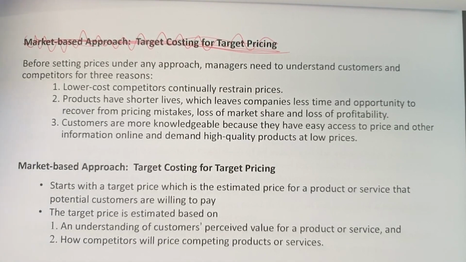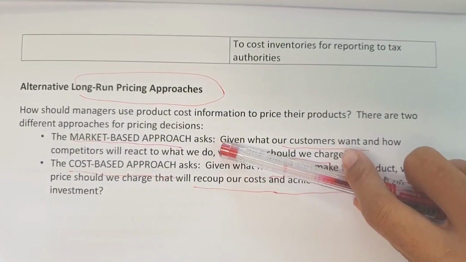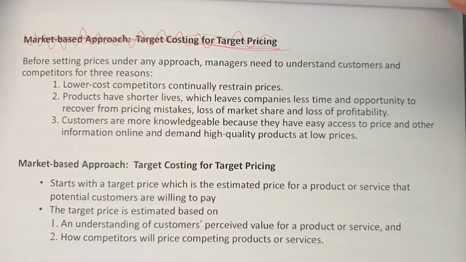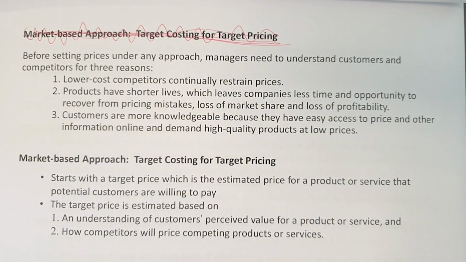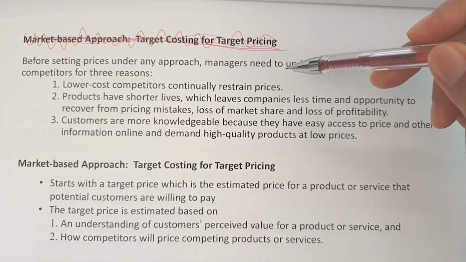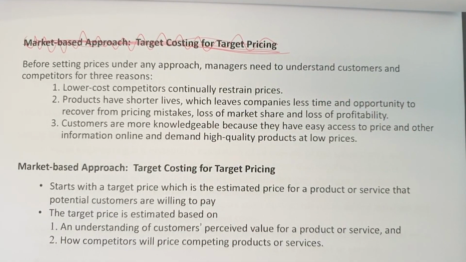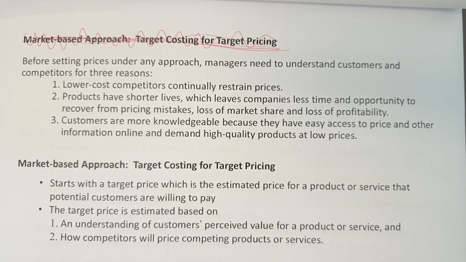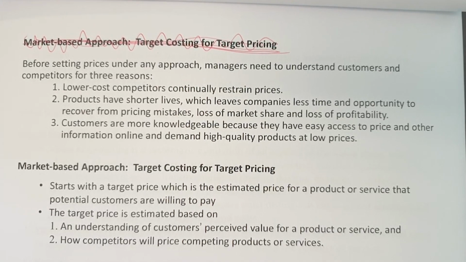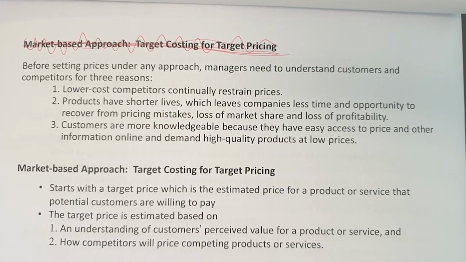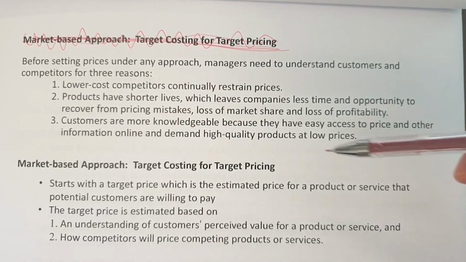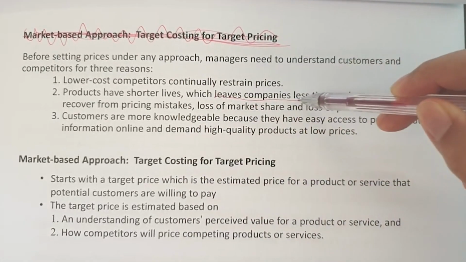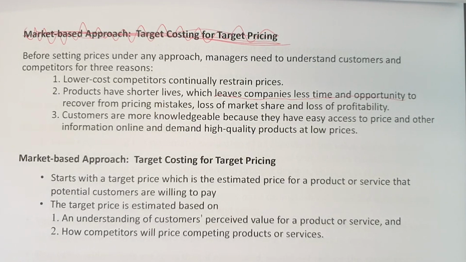Alright, before we choose whether we want to use the market-based approach or the cost-based approach, there are other things that managers or management accountants have to put into consideration. Number one, lower cost competitors continually will restrain prices. For example, our competitors keep trying to reduce cost. Obviously it will also affect our price, given that we also have to struggle to reduce the price in order to be comparable with the competitor. Number two, products have shorter lives, which leaves companies less time and opportunity to recover from pricing mistakes, loss of market share, and loss of profitability.